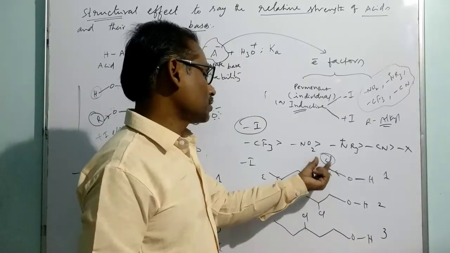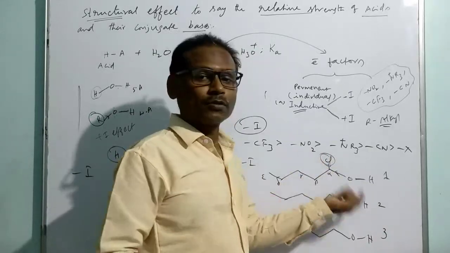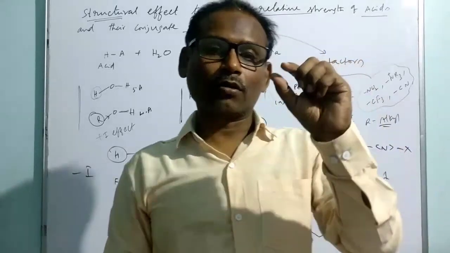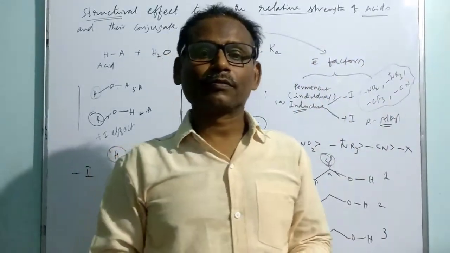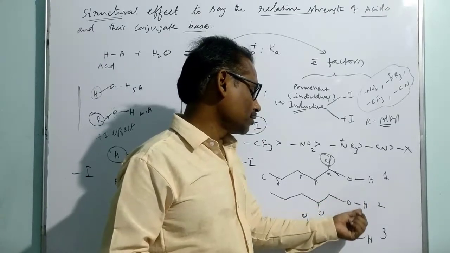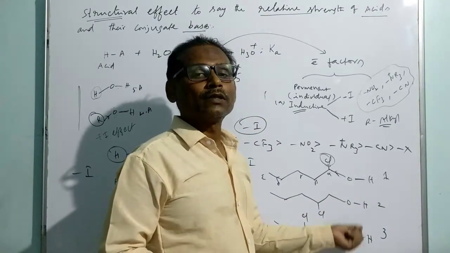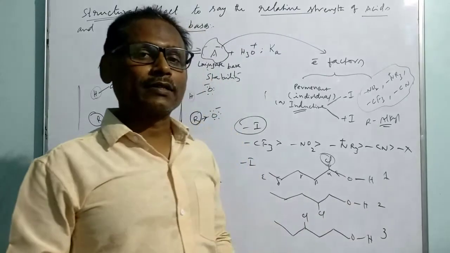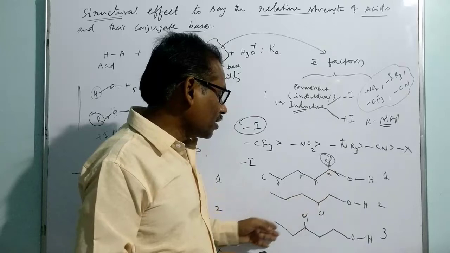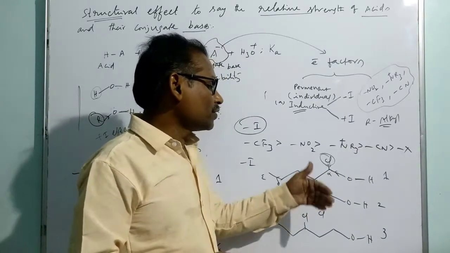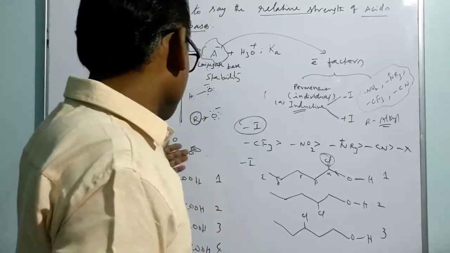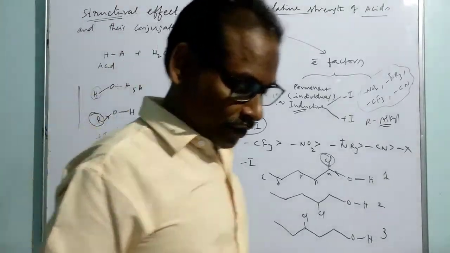That means whenever you substitute an electron withdrawing group very near to the functional group, from which the alcohol hydrogen is supposed to be ejected, that one is a stronger acid. Since the inductive effect gradually decreases on moving farther away, that helps us say which one is a stronger acid. So in this way, you have examples of the inductive effect.